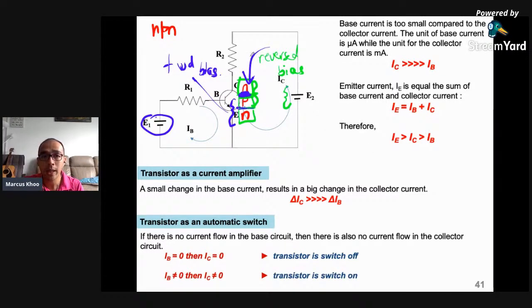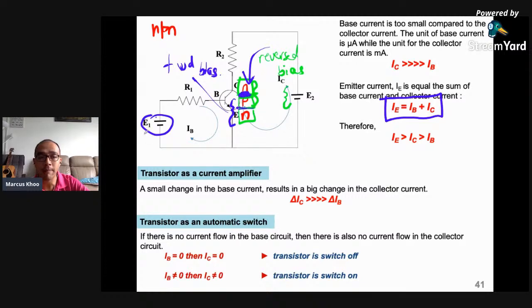But the most important thing is that when collector current flows over here, this current plus the collector current equals the emitter current. IE equals IB plus IC. The only formula in this subtopic. So that's the thing you need to remember. This one can only be switched on if this depletion layer is small enough. And how do you make sure that this depletion layer is small enough? You must have enough voltage over here to make sure this depletion layer is small enough.